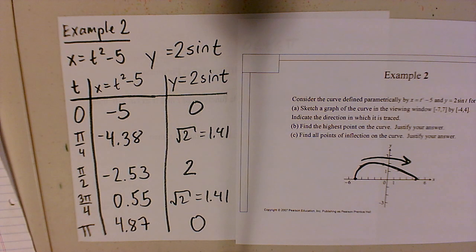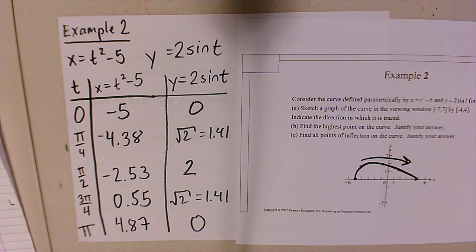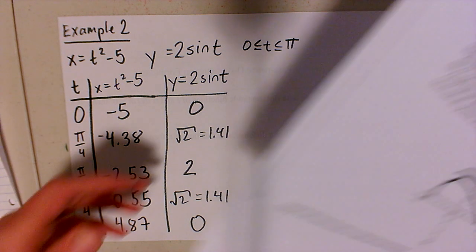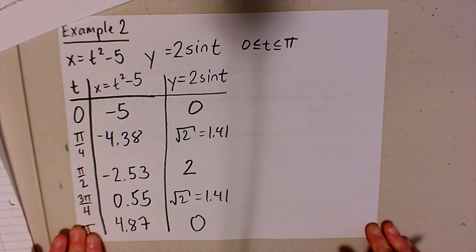Okay, so for example 2b, we have to find the highest point on the curve. If you think about this, the highest point is kind of like a max, and so we can always find our maxes with our derivatives. If we're talking about the highest point, we're talking about the max in the vertical direction. So we'll be able to find that with our dy/dx.